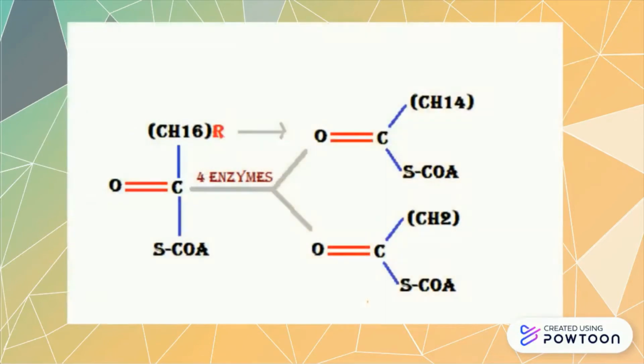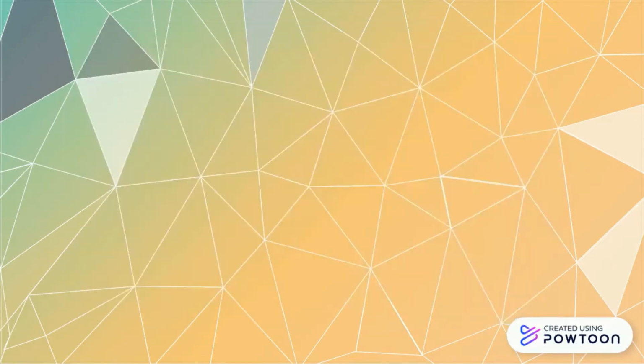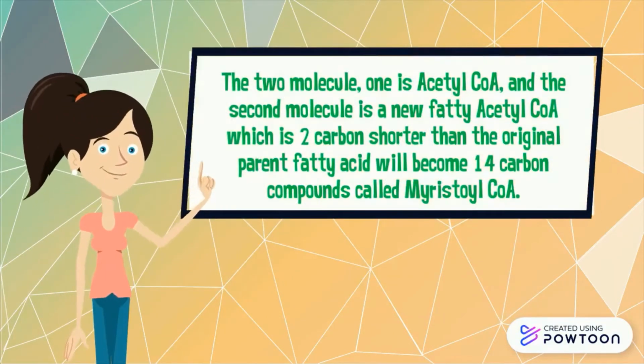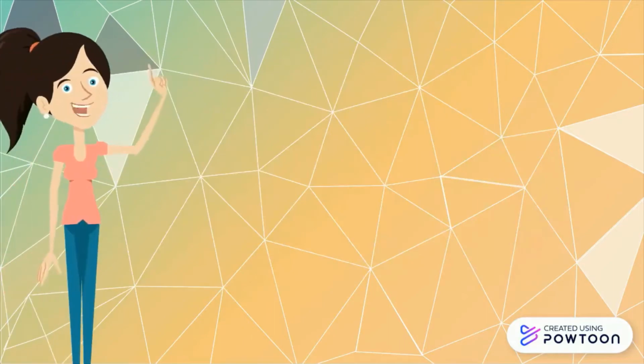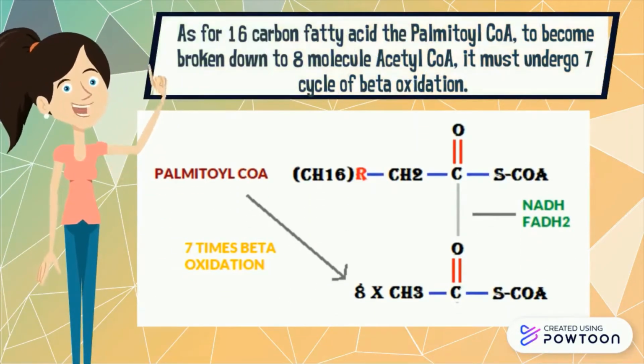2 carbon atoms will be removed from the parent fatty acid, leading to generation of 2 molecules. One is acetyl-CoA, and the second molecule is a new fatty acyl-CoA, which is 2 carbons shorter than the original parent fatty acid, a 14-carbon compound called myristoyl-CoA. For a 16-carbon fatty acid, palmitoyl-CoA, to be broken down to 8 molecules of acetyl-CoA, it must undergo 7 cycles of beta oxidation.